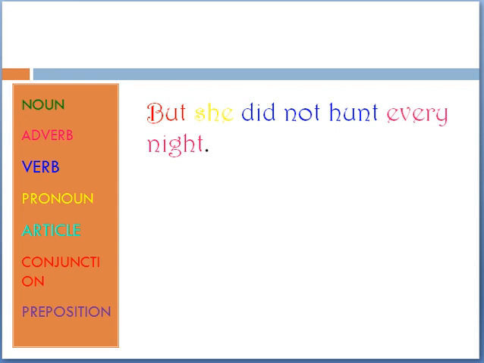She, we know who we are talking about? Mother tiger. So she is a pronoun. Did not hunt is a verb. Did is the past form of do. Do is an action word. So it is a verb. Hunt is again an action word. So it is again a verb. Every night, it is modifying the frequency of hunting. Hunting is a verb. So any word which modifies the verb, that is an adverb. So every night here is an adverb.